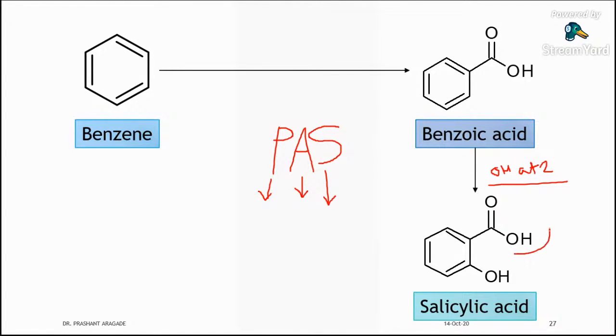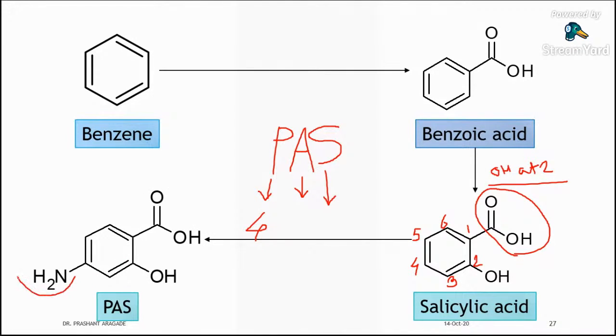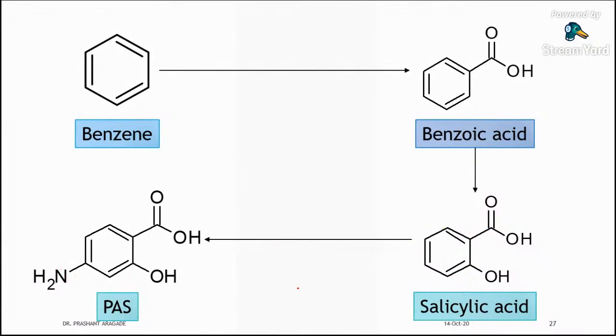So how to number? Carboxylic acid is the highest priority functional group, if you remember the priority table. So numbering starts from 1, and you give the numbering in such a direction that the substituent-carrying carbon atoms possess the lowest possible numbers. So 1, 2, 3, 4, 5, and 6. Para means what? Fourth position. So you have to add the amino group at the fourth position. Then the structure of PAS will be constructed.